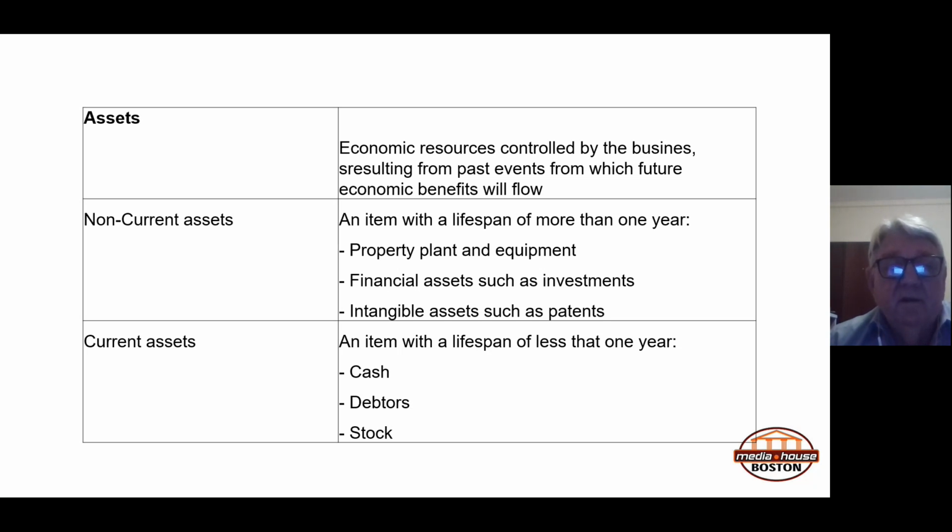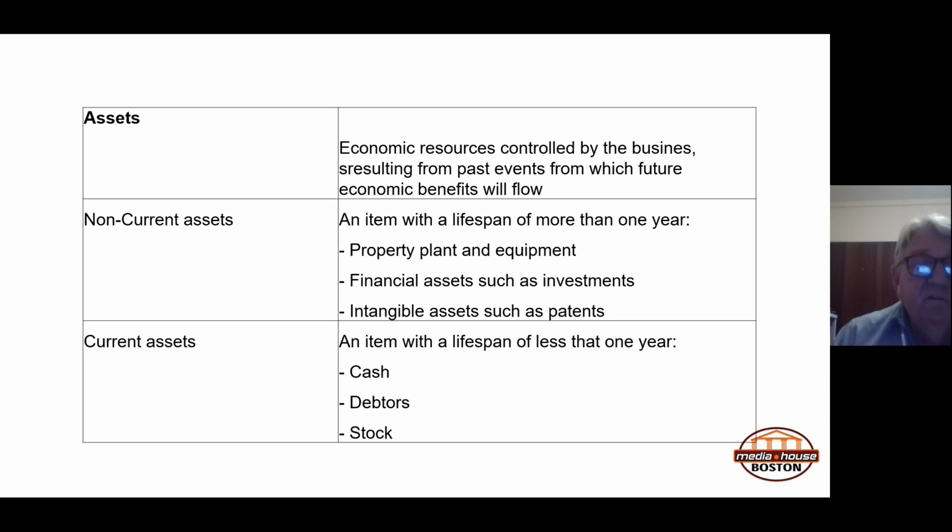Then we have intangible assets such as patents. Now, patent rights: if you designed a particular product and you registered the patent on it, people must pay you every time someone makes a product like that and sells it. They have to pay you royalties. So that patent that you have, we show on your balance sheet as an asset as well, and as a non-current asset.